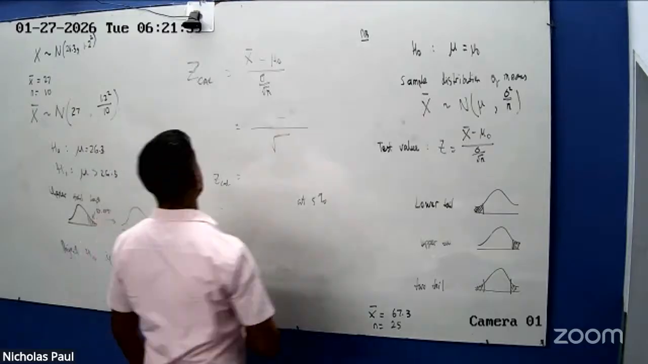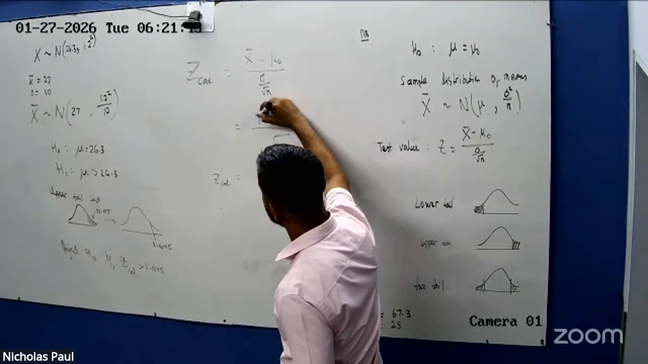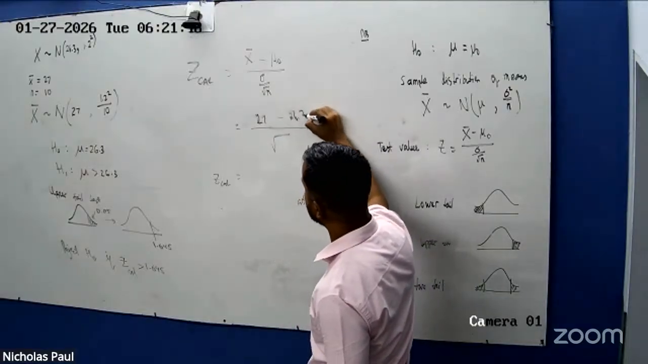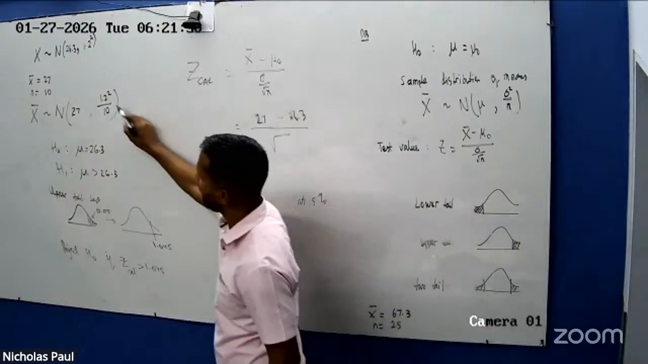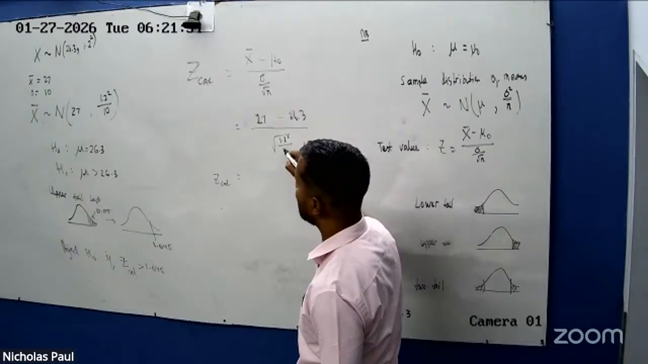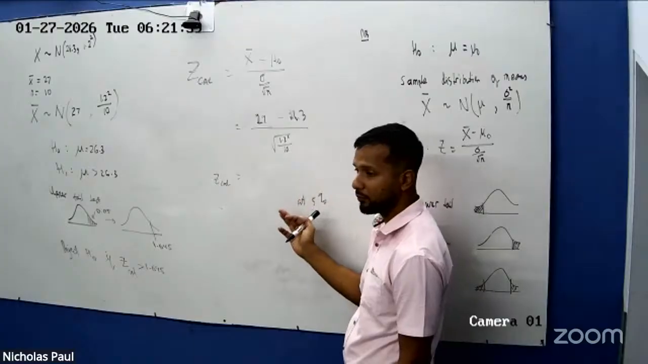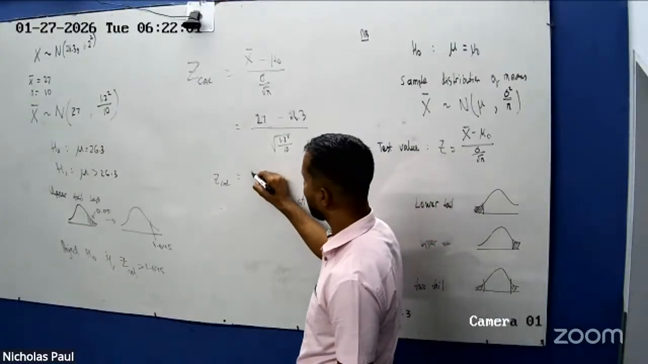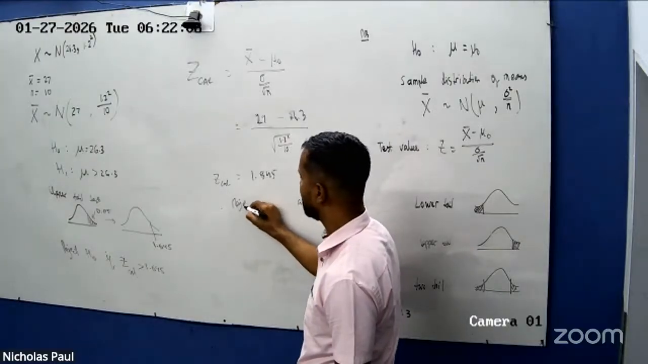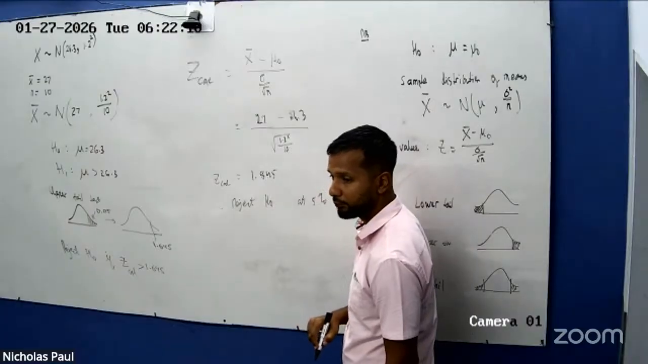So X bar is 27. The value we're testing against is 26.3. And remember, we square root 1.2 squared over 10, or you could write it as 1.2 over root 10, it doesn't matter. The result is 1.845, so we reject H naught at the 5% level.